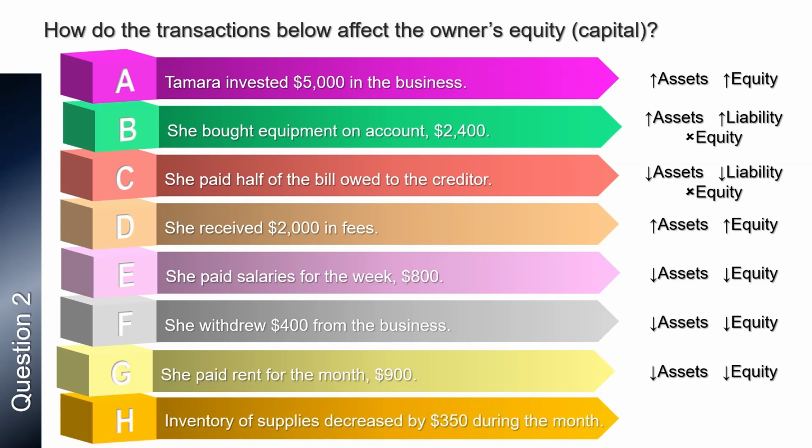H. Inventory of supplies decreased by $350 during the month. The inventory decrease reduces assets, supplies, and equity by $350 as it's recorded as a supplies expense.